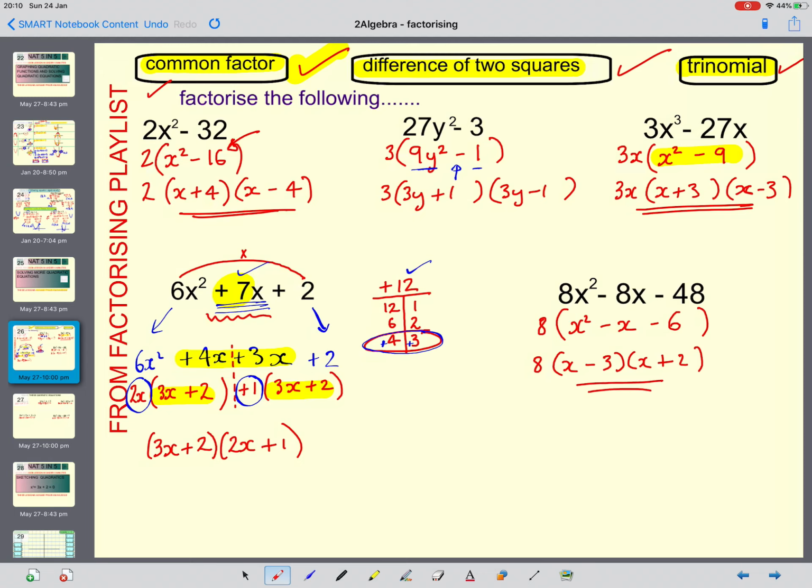Okay, so we have successfully factorised all different types of questions here, using common factor, using difference of two squares, and using trinomial. So let's have a look at the next slide. So have a look at the questions that I have used, and let's look at the next slide.